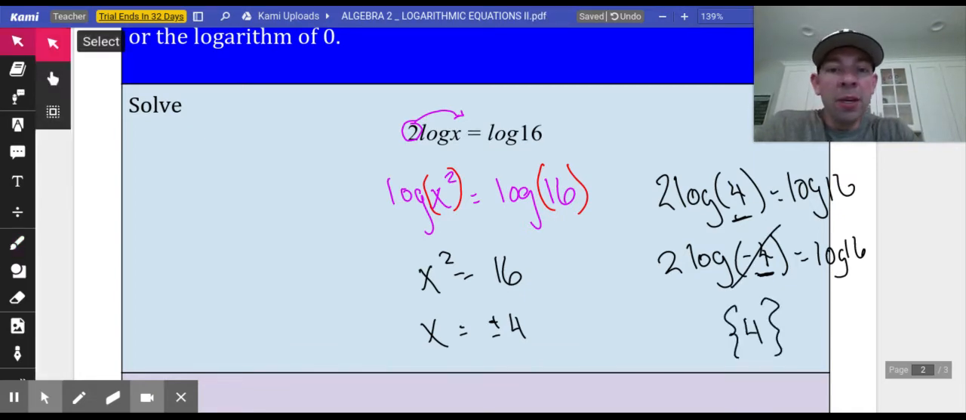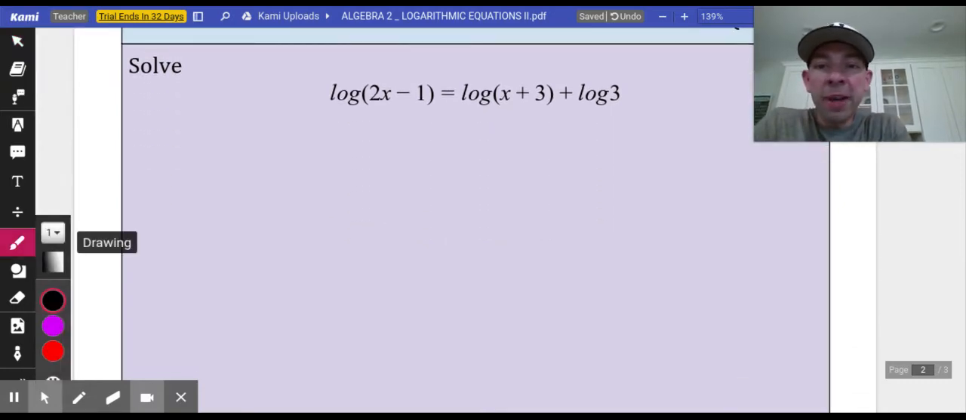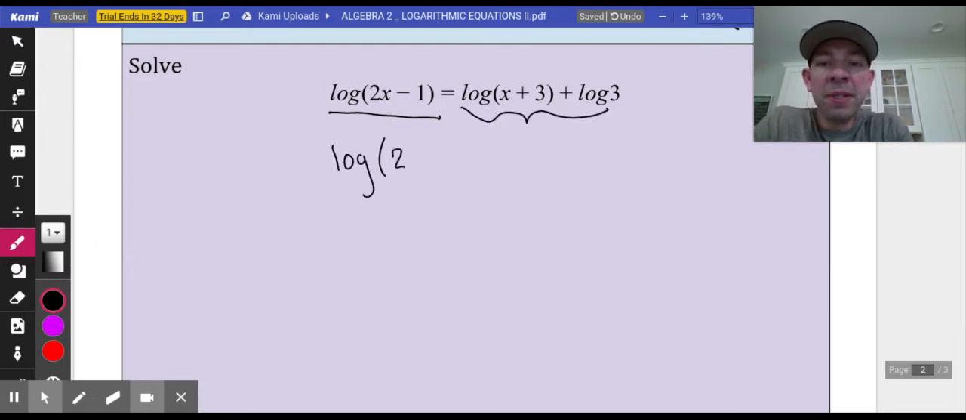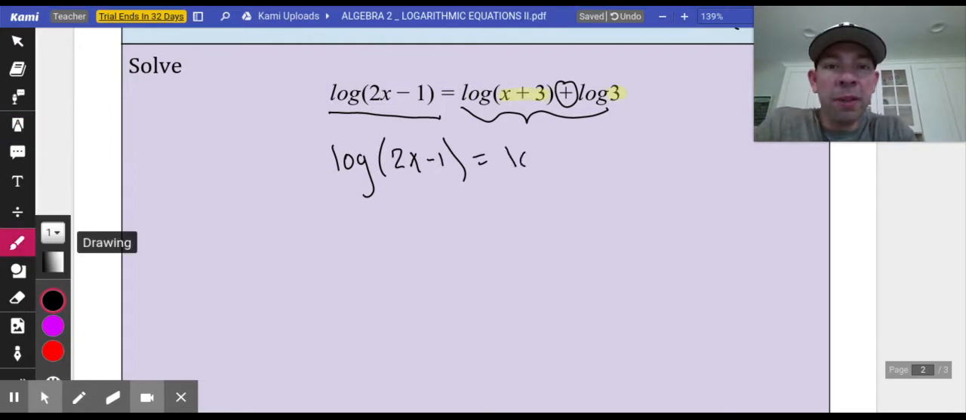Cruising right along. Good news on the left side, we do have a single log, but now we've got to condense on the right-hand side. In this particular case, I'm seeing this plus sign, so I'm going to multiply this quantity by this number right here. So we're going to have the log of 3x plus 9. Make sure you distribute that 3 all the way through.